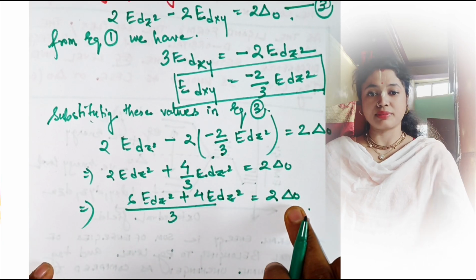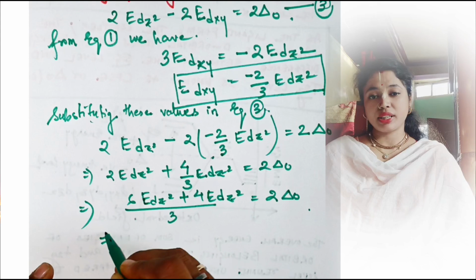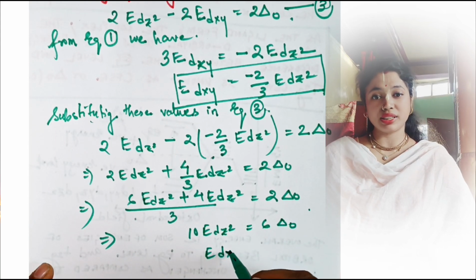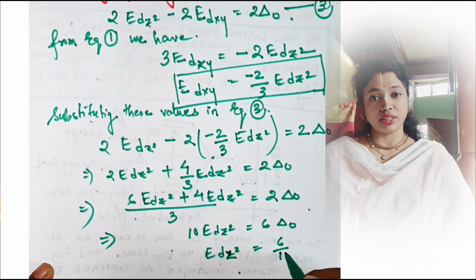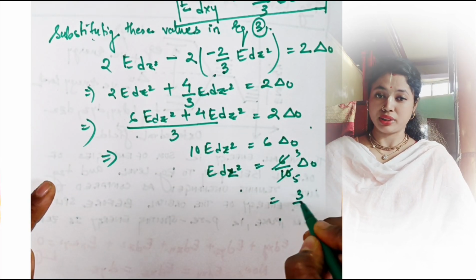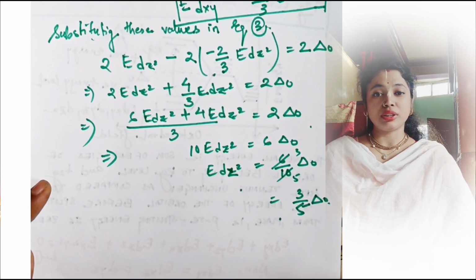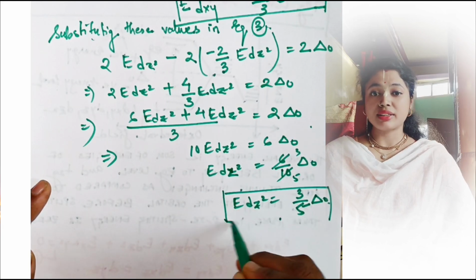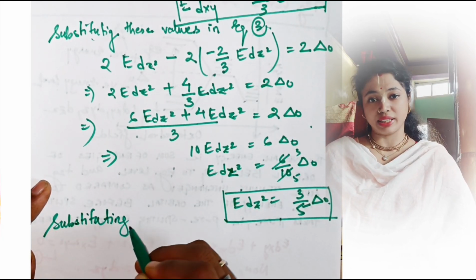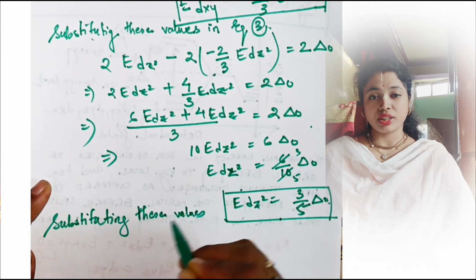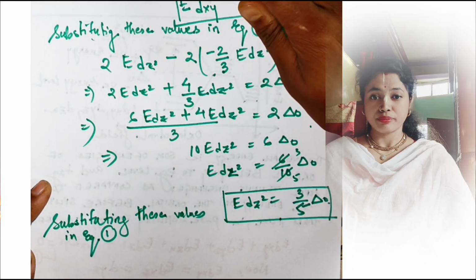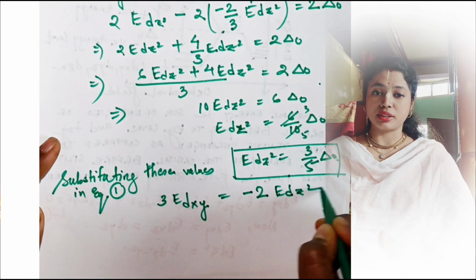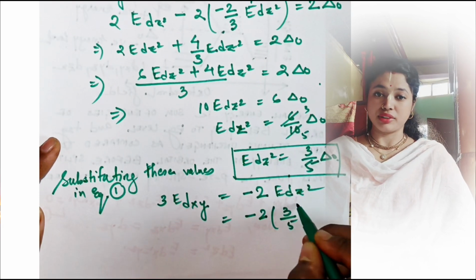Actually, we are finding the relation between the crystal field splitting energy and any one of the splittings. So now we get 10 E dz square is equal to 6 delta naught, or E dz square, the energy of one system, is 6 by 10 delta naught, which is 2 threes are 6, 2 fives are 10, that is 3 by 5 delta naught. Now substituting the value of E dz square in equation 1, we have 3 times E dxy is equal to minus 2 E dz square, which is equal to minus 2 into 3 by 5 delta naught.